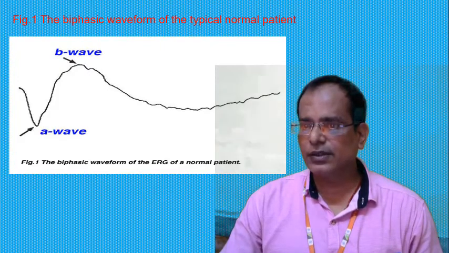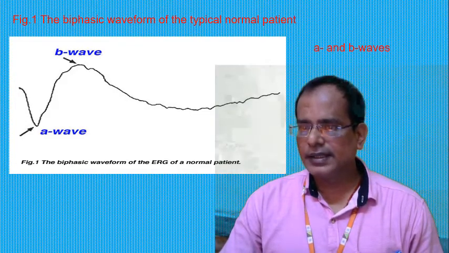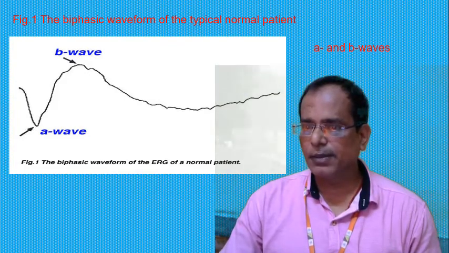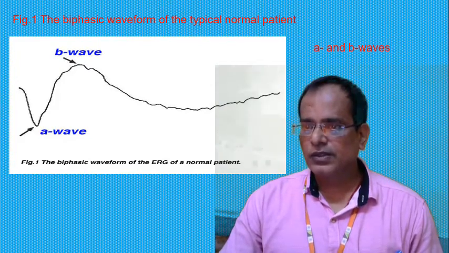Here you are seeing the two components that are most often measured, the A wave and B wave. The A wave is the first large negative component we see in the diagram, followed by the B wave, which is corneal positive, that is, a positive amplitude, and usually larger in amplitude compared with the A wave.